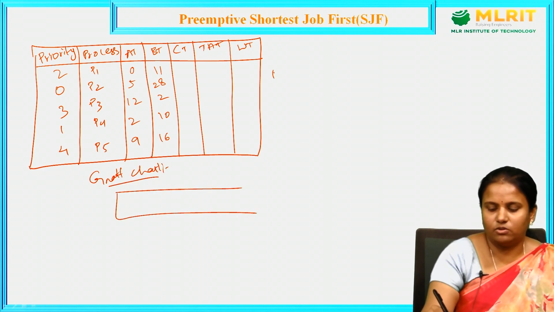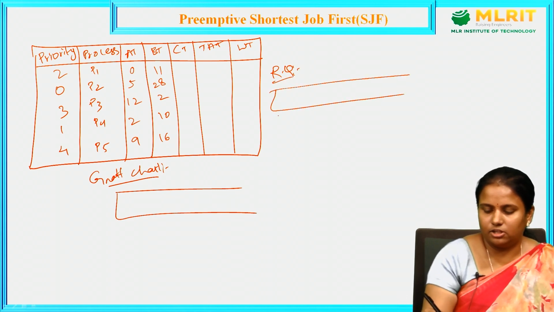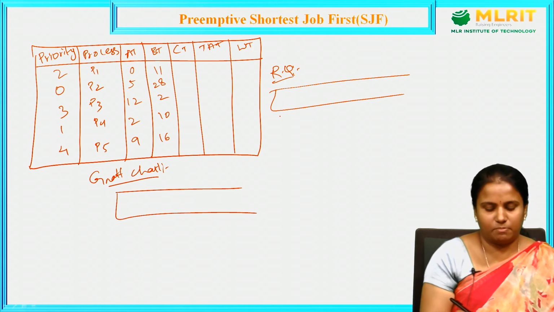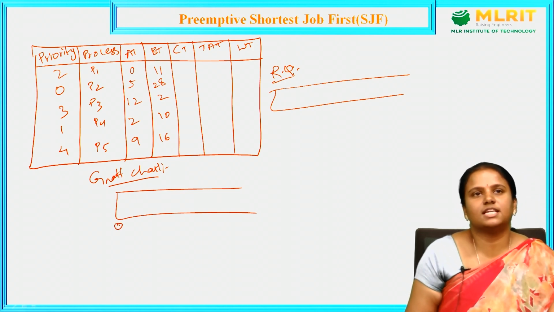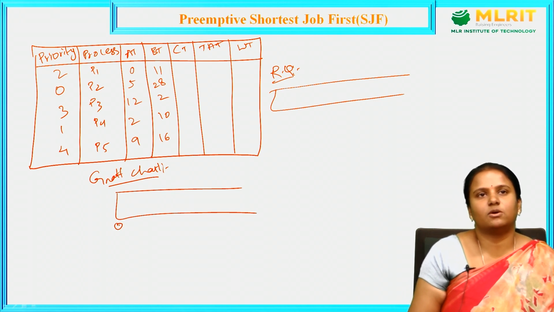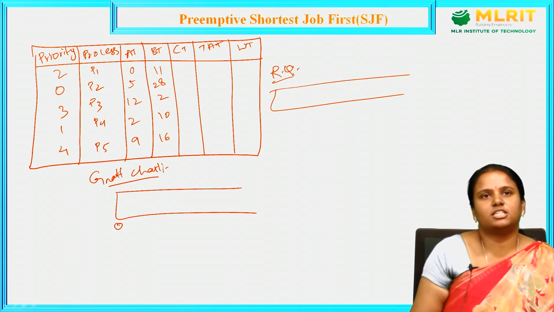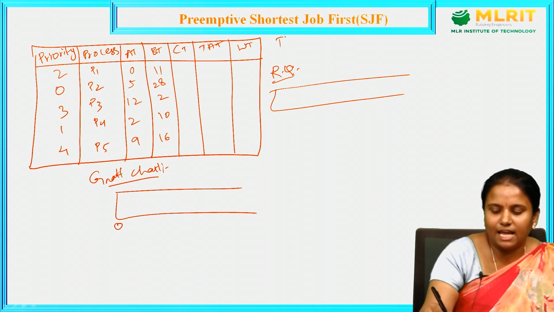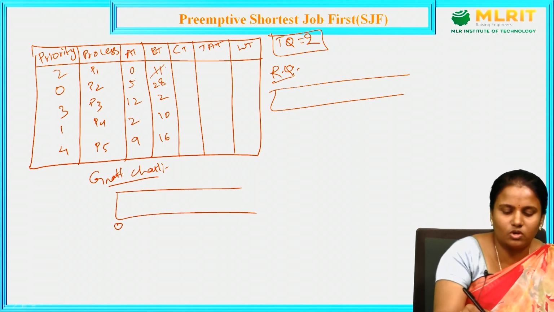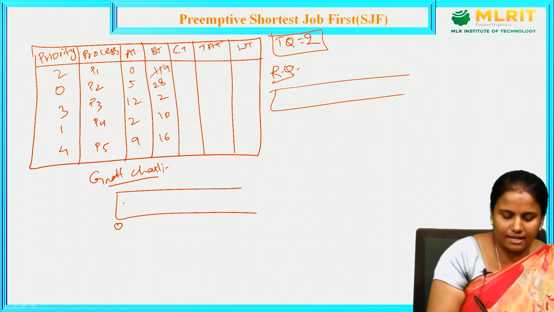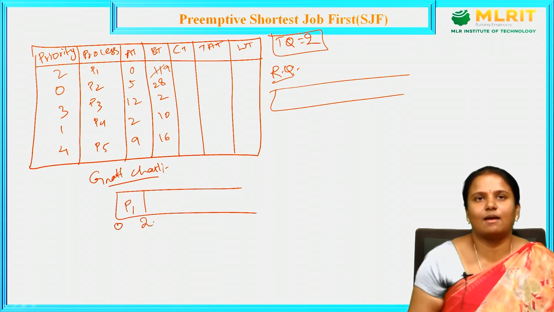In the Gantt chart, we show who is waiting in the ready queue for the CPU. Our Gantt chart starts from 0. Check which process has arrived at 0. P1 is ready, with a burst time of 11. Here I am taking the time quantum as 2, so we reduce the value by 2. 11 minus 2 is 9. So take P1 and write 2, because the time quantum is 2.